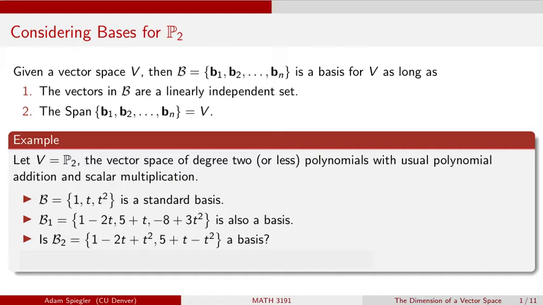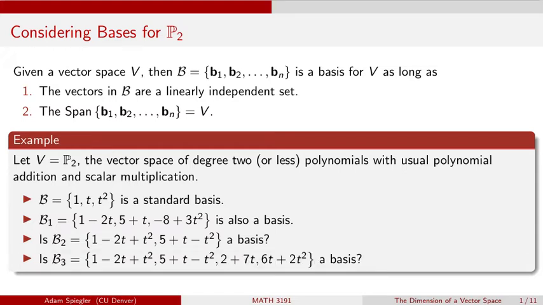If we consider B2, which consists of one polynomial of degree 2, 1 minus 2t plus t squared, and a second polynomial, 5 plus t minus t squared, is this a basis? This has only 2 vectors, and it is not going to satisfy the property that those 2 vectors span all of the vector space V. We need 3 vectors to span all of V.